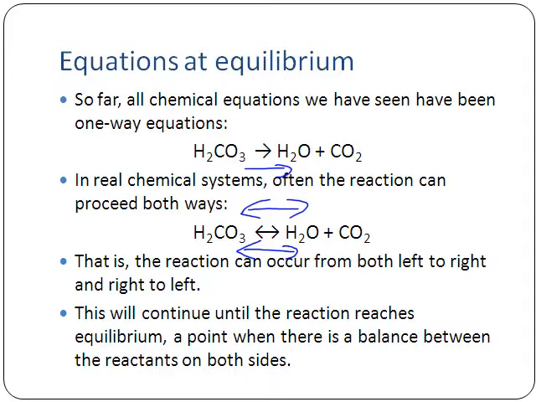Typically, this will continue until the reaction reaches equilibrium. There's a point where there's a balance between the reactants on both sides. And so eventually we'll get to the point where we have a balance between H2CO3 and water and carbon dioxide. That doesn't necessarily mean they're going to be equal. In fact, usually they're not. But they are going to reach a balancing point if we don't change any other conditions on the system. And so this is called equilibrium whenever they reach this point. So let's move on.